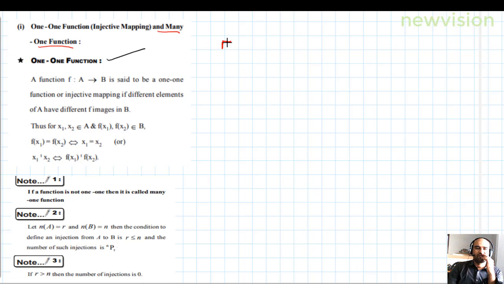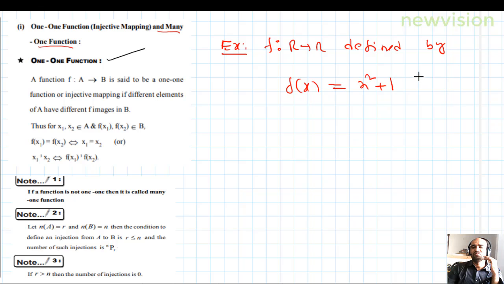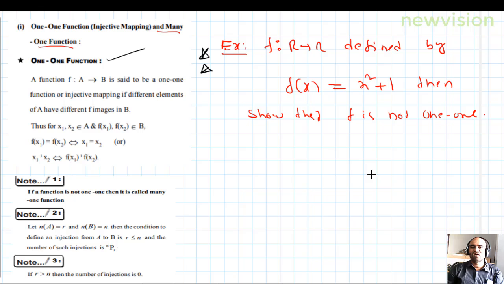Example: f maps R to R defined by f(x) = x square plus 1, then show that f is not 1-1. Students, this is an important example. This type of problem is important. If rules are given, how to check whether they are 1-1 functions or not, that is important.